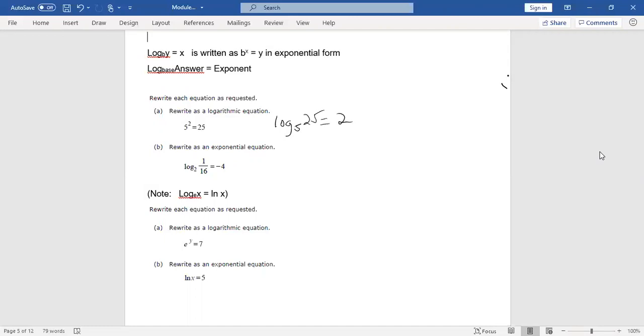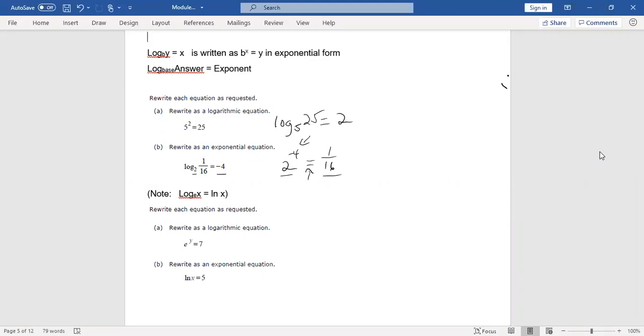Again, let's write it now in exponential form from logarithmic form. So log base 2 of 1/16 equals -4. My base is 2. Remember, the exponent is on the other side of the equal sign. And the answer is 1/16. So -4 is the power to which 2 must be raised to give us 1/16.